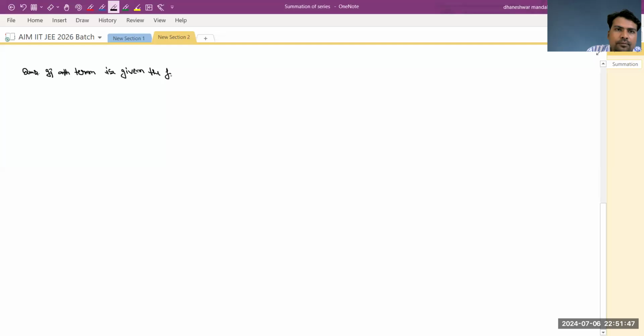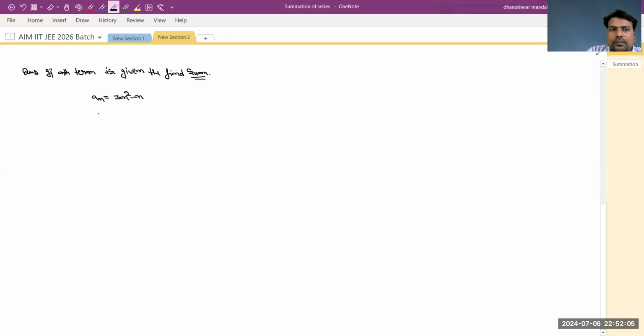Find the sum. Here we have another term. Let's suppose a of n is equal to 3n square minus n. So I have to calculate the sum of this.